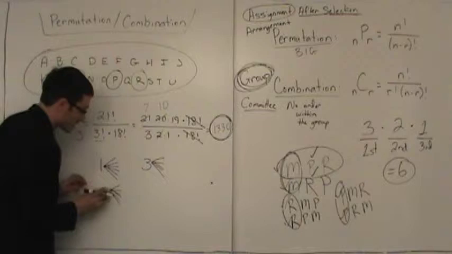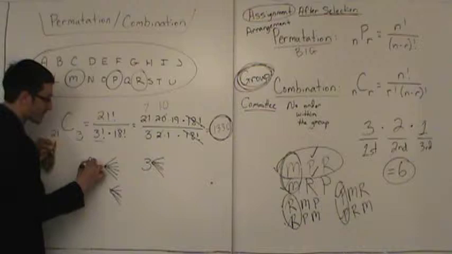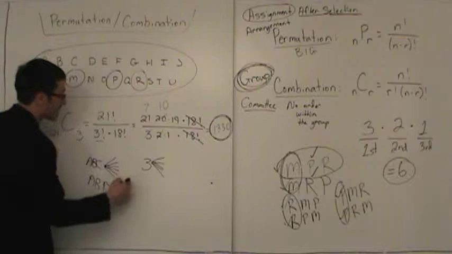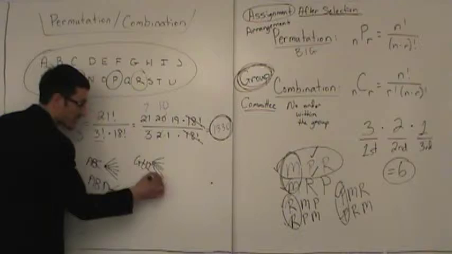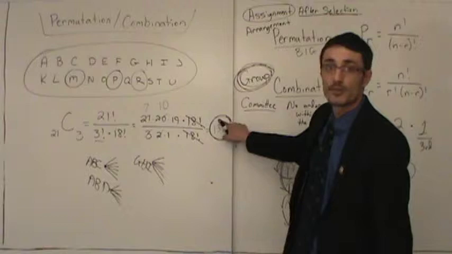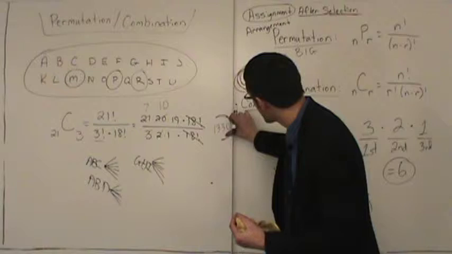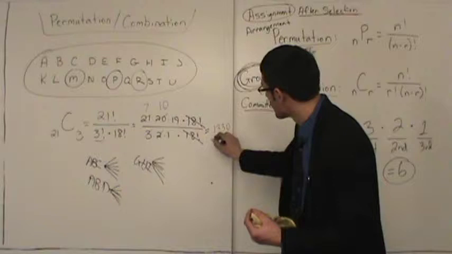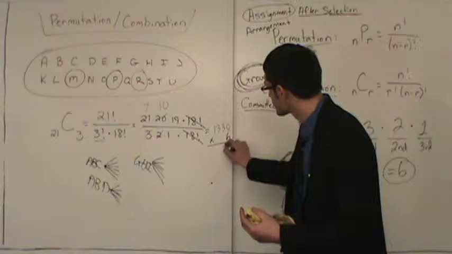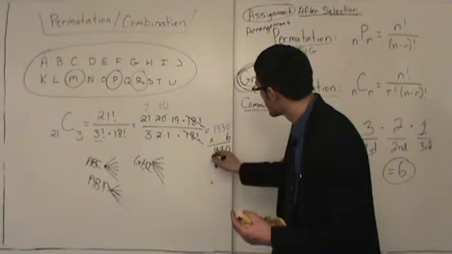A, B, C is a group of three. It can be arranged six ways. A, B, D is a group of three, and it can be arranged six ways. If I pick three people, G, H, I, they can be arranged six ways. So each group of three can be arranged six ways. Notice there are 1,330 groups of three. If each group can be arranged six ways, hopefully you can see that this is multiplication. We can take 1,330 groups and multiply by 6. 1,330 multiplied by 6 gives 7,980.